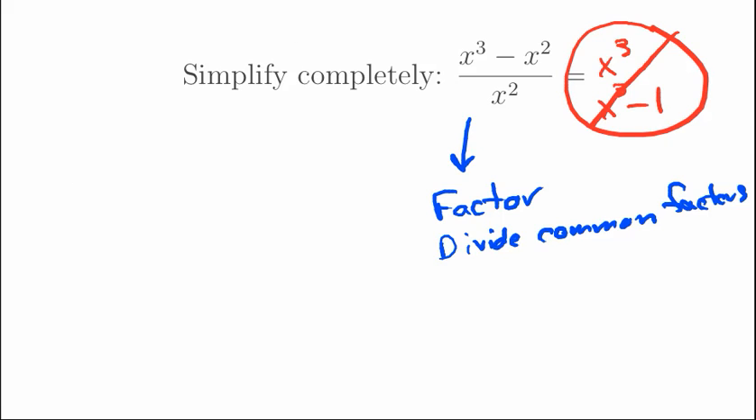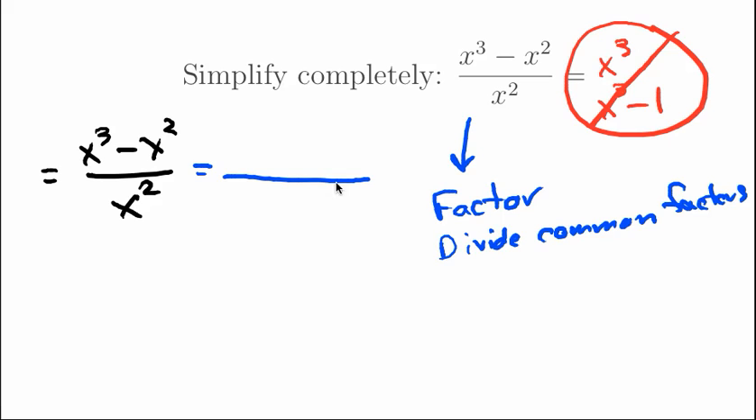Let me first copy down the expression I'm working with, x cubed minus x squared over x squared. Again, I'm not going to just cancel off one of the terms, because canceling means dividing, and these things are not multiplied, so division will not undo them. What I need to do instead is turn this into some kind of multiplication problem by factoring the top. So let's see how that works.